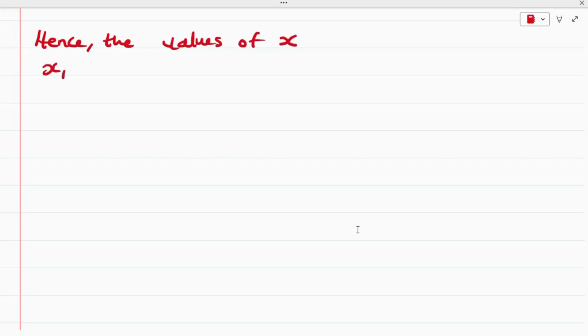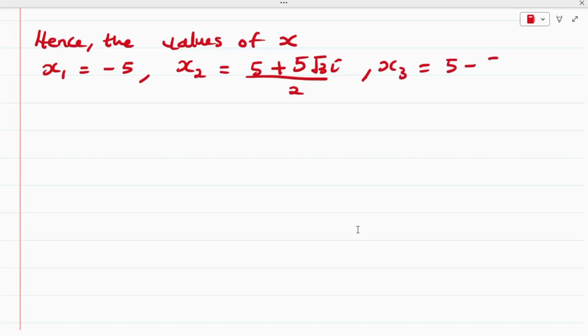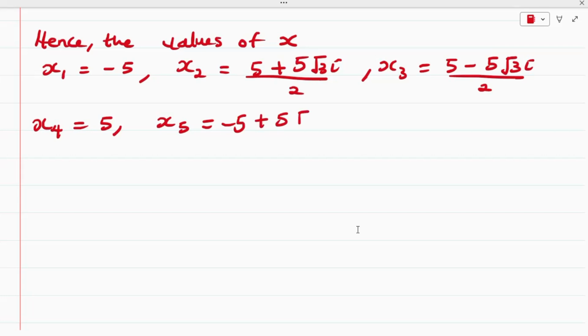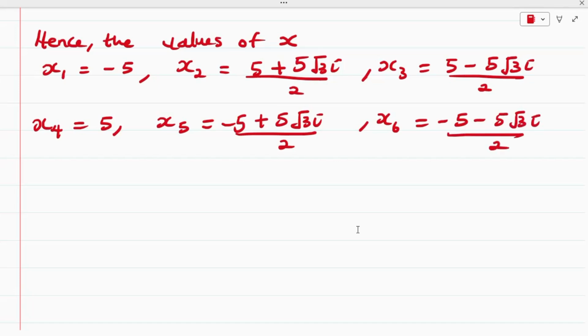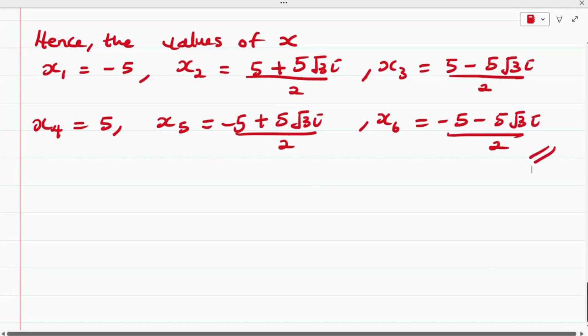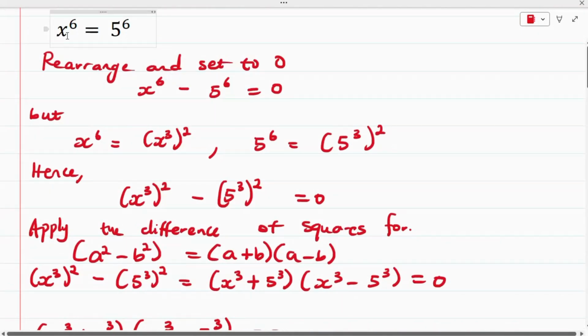Now we have that x1 is equal to minus 5, x2 is equal to 5 plus 5 root 3i over 2, x3 is equal to 5 minus 5 root 3i over 2. We have that x4 is equal to 5, x5 is equal to minus 5 plus 5 root 3i over 2, and x6 is equal to minus 5 minus 5 root 3i over 2. So these are the values of x for this question that says x raised to the power of 6 is equal to 5 raised to the power of 6.